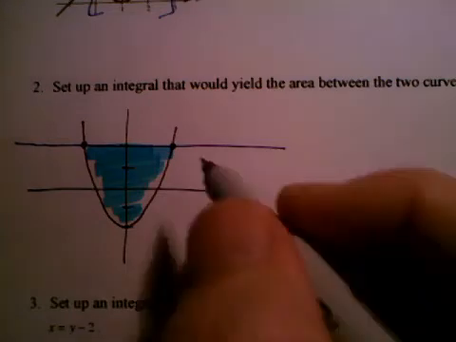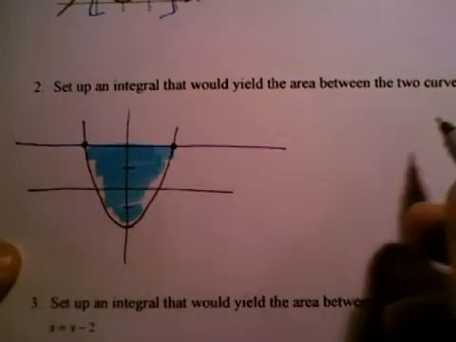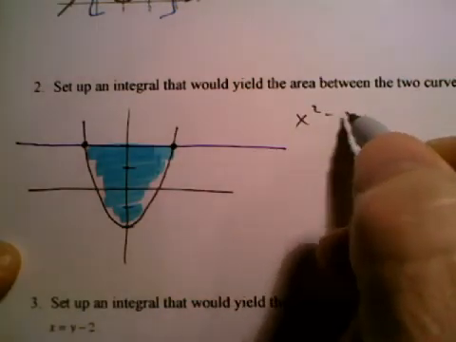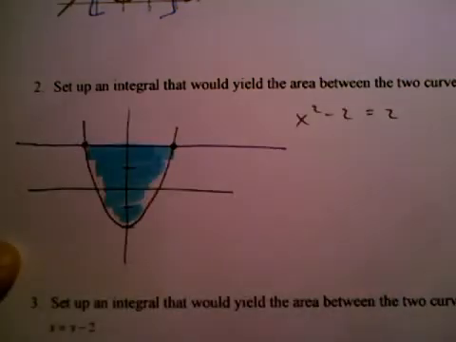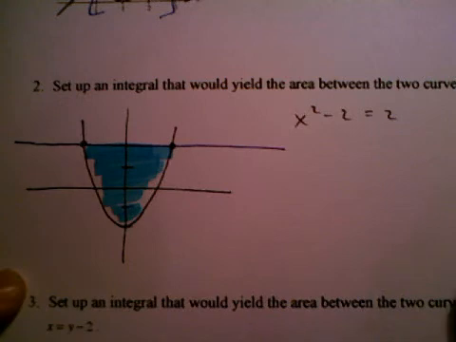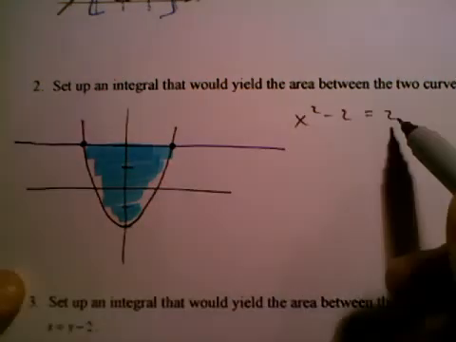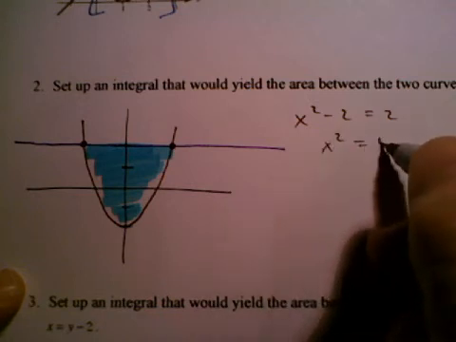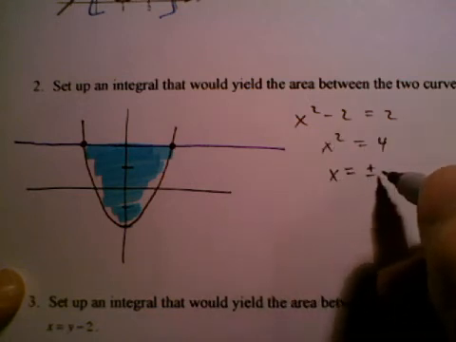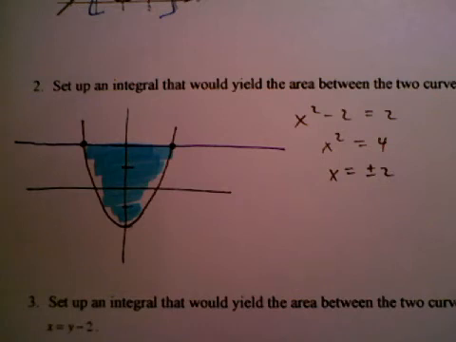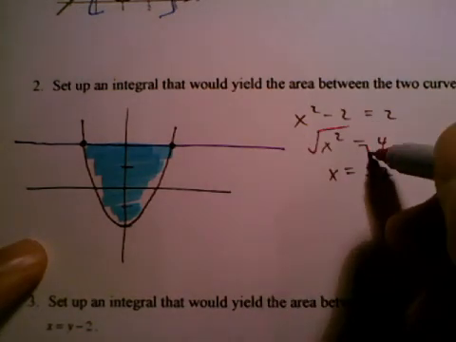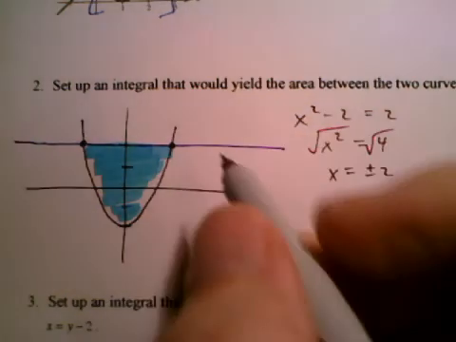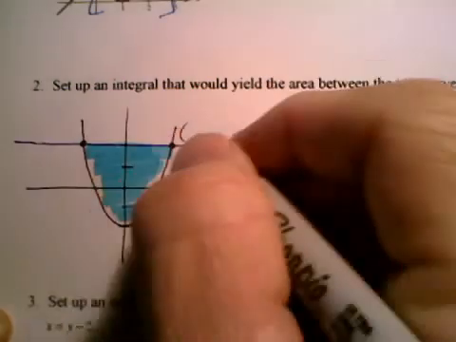To find the intersection points, you just have to notice that the y-coordinate equals x squared minus 2 and also equals 2. That's when you set the two y-coordinates equal to each other. When are they equal? They're equal when x squared equals 4, so we take the square root of both sides and get x equals plus or minus 2. Well, we already knew that, right?